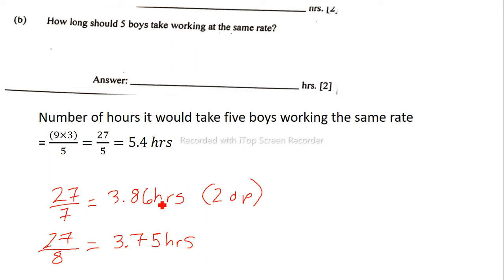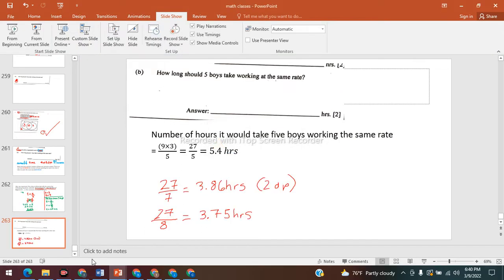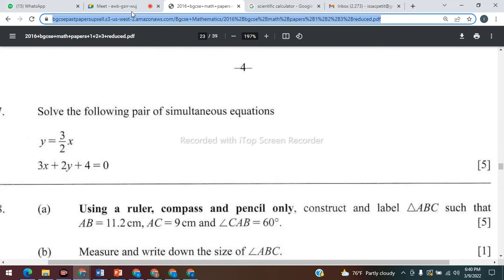The decimals that they give you usually are going to be finite decimals. If it's an infinite decimal, then you would want to round it to at least 2 decimal places. Usually they'll tell you that too.